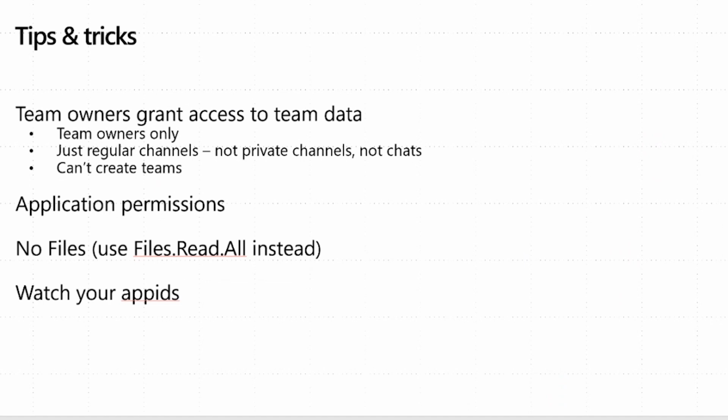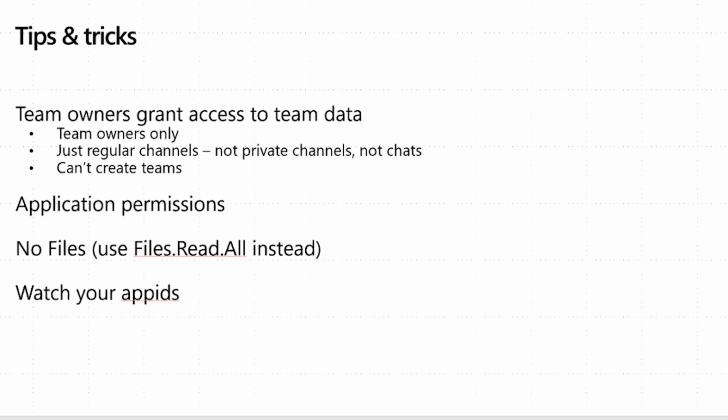I should also caveat that by saying the admin gets to decide which team owners to trust. An admin can say, I like that all team owners can do this. The admin can say, there's only 5 team owners in this organization I trust. And the admin can say, no, there's 0 team owners I trust. So the admin always gets the final say in this. But by default, team owners are allowed to grant access to team data.